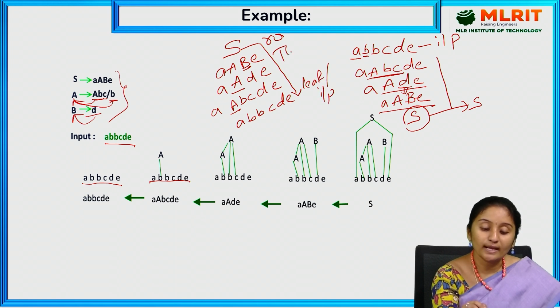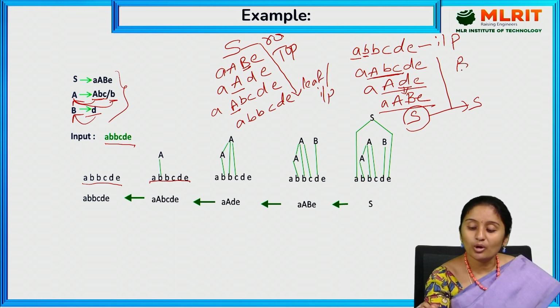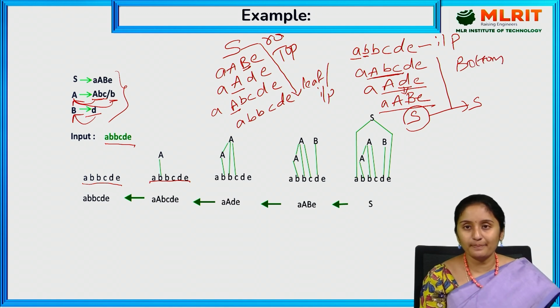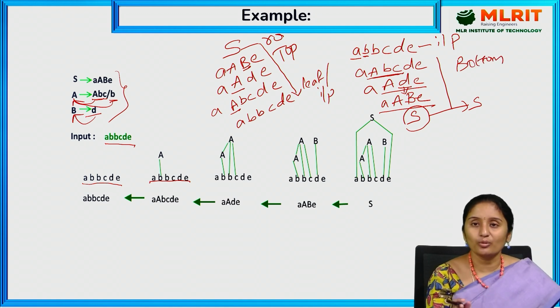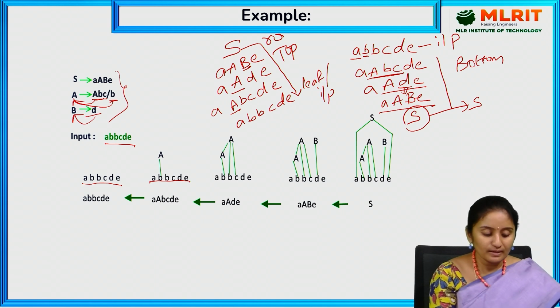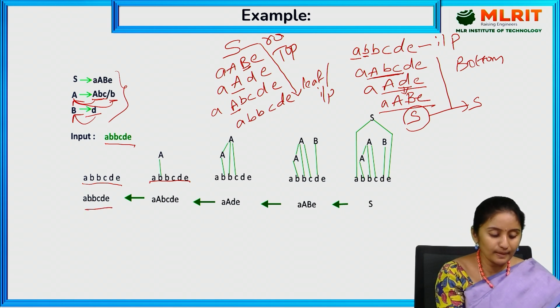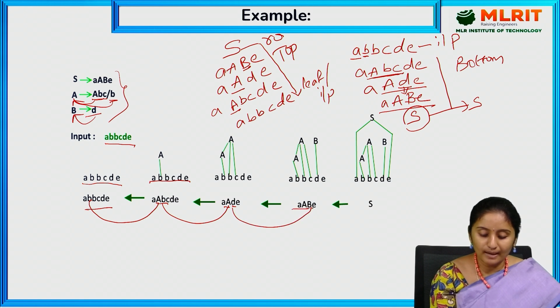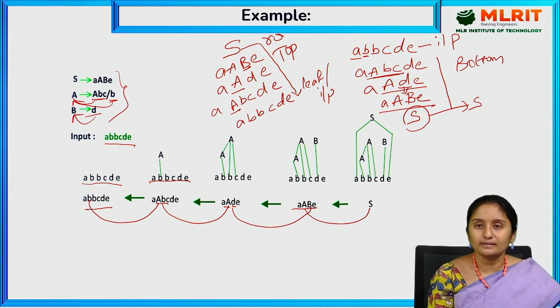This is called top down parsing. The reverse is called bottom up parsing. So this is the difference between top down and bottom up parsing. See, I have started here. I have replaced this one with the A. Then again, I am replacing this whole with the A. Next, I am replacing this D with the B. Next, I am replacing the total with the S. So this is nothing but bottom up parsing.